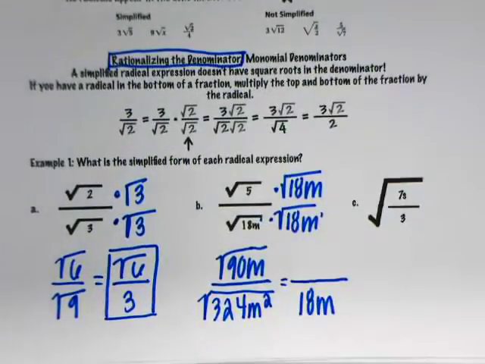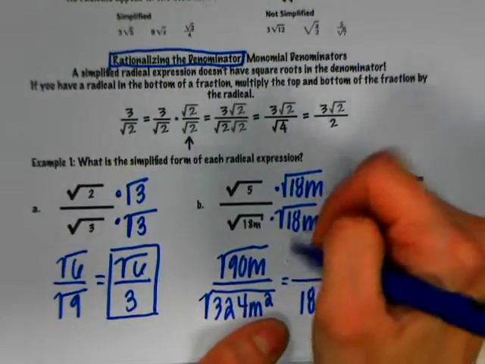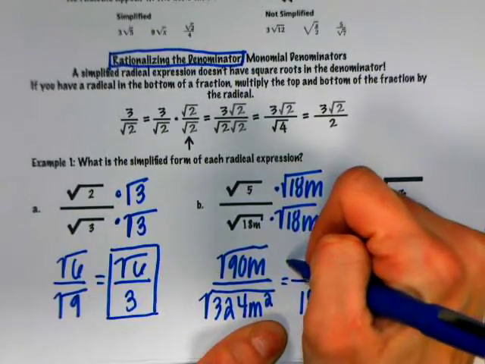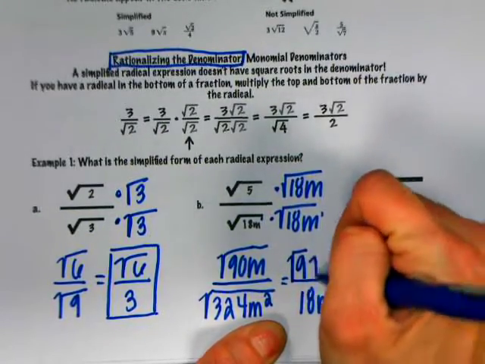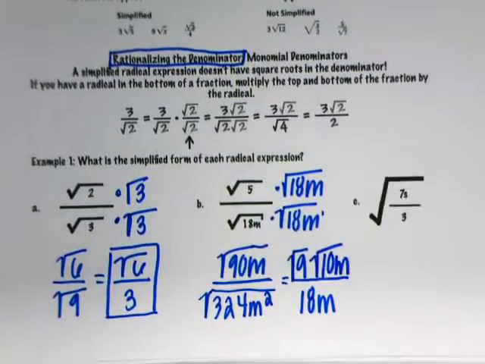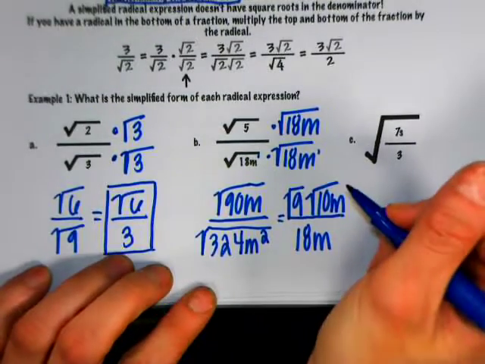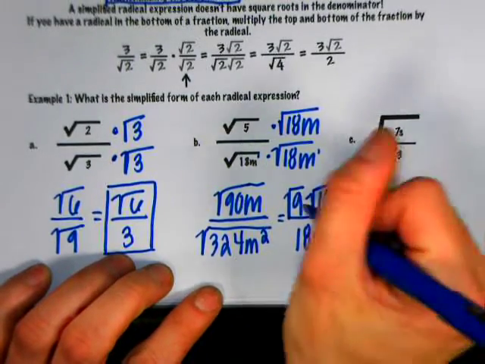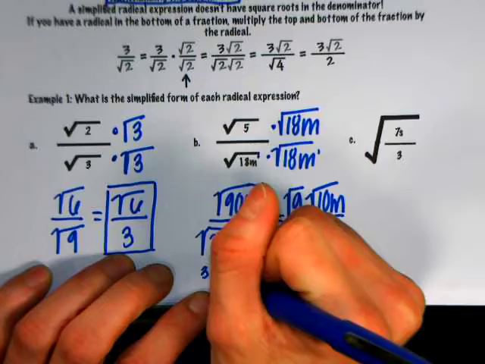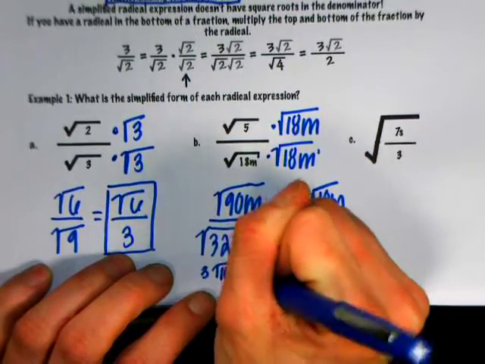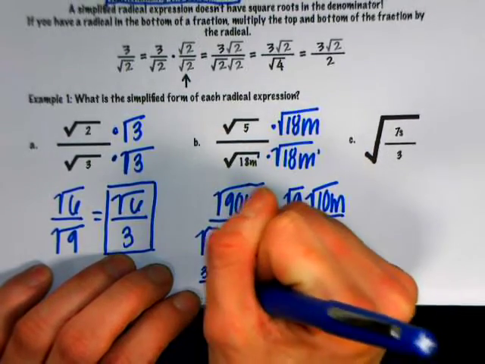And then for this one, 90m, you can break that down to 9 times 10. And the m will have to go with the 10. So 9 and then 10m. I have to write really small. Okay, so then you're going to get 3 radical 10m over 18m.